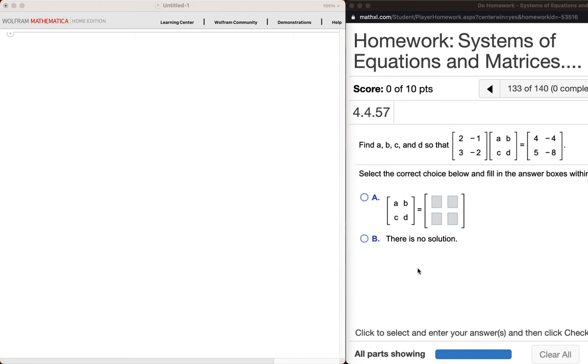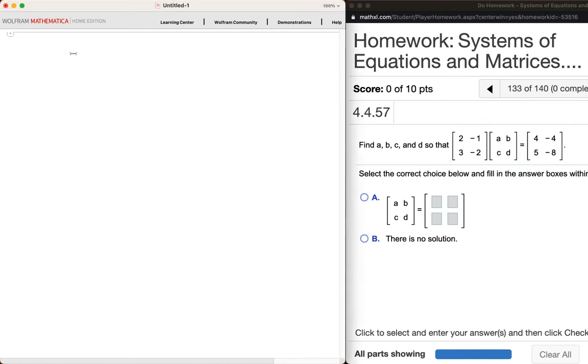So let's look at problem 133. Find a, b, c, and d so that the product of the two matrices is equal to this matrix: 4, -4, 5, -8. So let's see. We're looking for the product of these two matrices, and the product is right over here. Let's use Mathematica for this, because this is the type of thing that Mathematica is extremely good at.